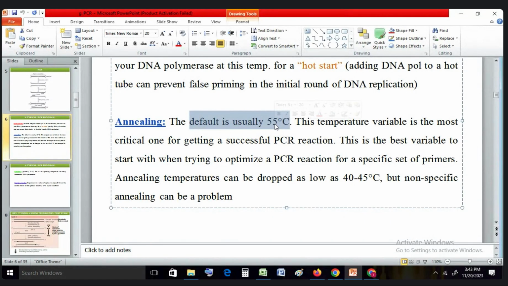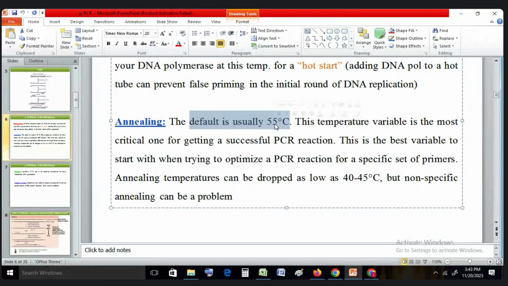But the criterion is that it cannot be 60, because at 60 degrees that primer will not remain attached, as it has a melting temperature of 60. We have to reduce the temperature by knowing the melting temperature. If the melting temperature of a primer is 55, you have to decide an annealing temperature for that primer that is less than 55. Could be 54, 50, 51, whatever is good, but not 55.